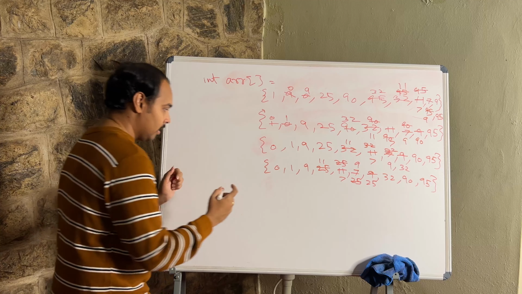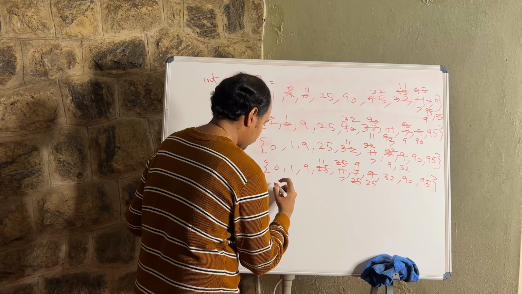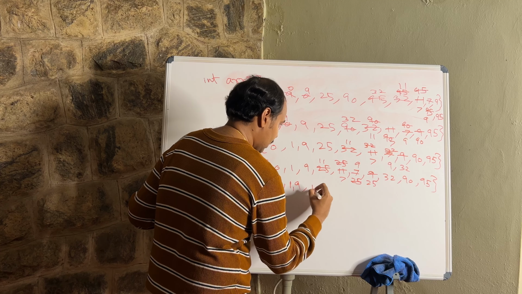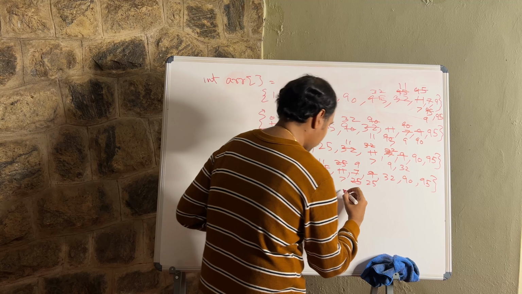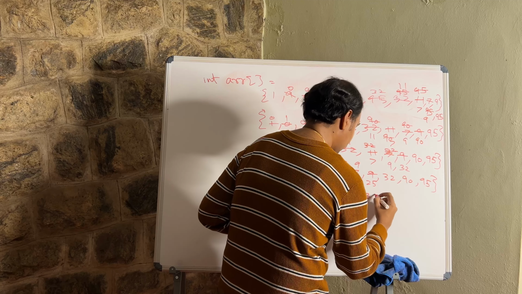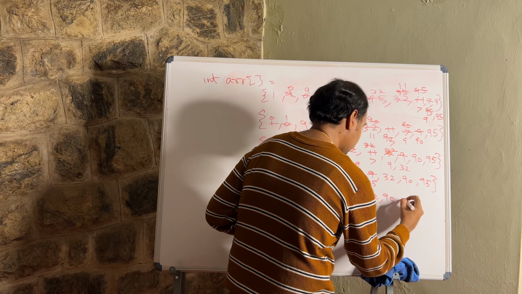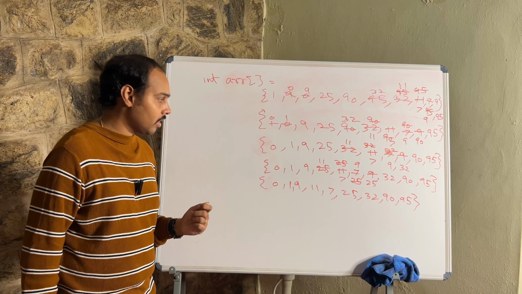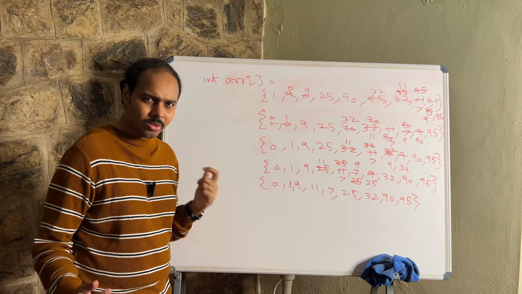Yes. So the result of the fourth iteration is 0, 1, 9, 11, 7, 25, 32, 90, 95. Yes, it is sorted now. How do you say that?